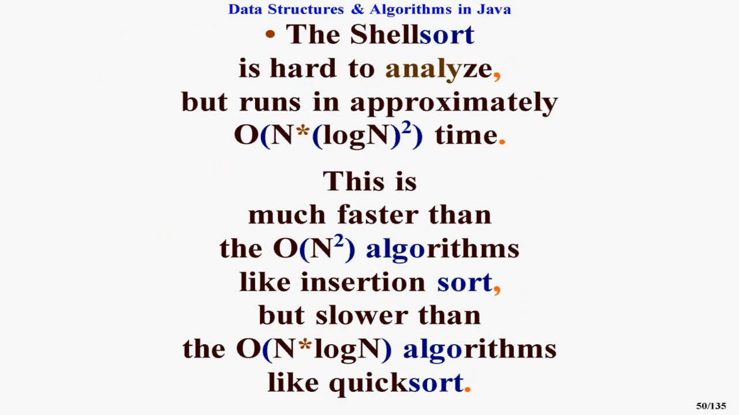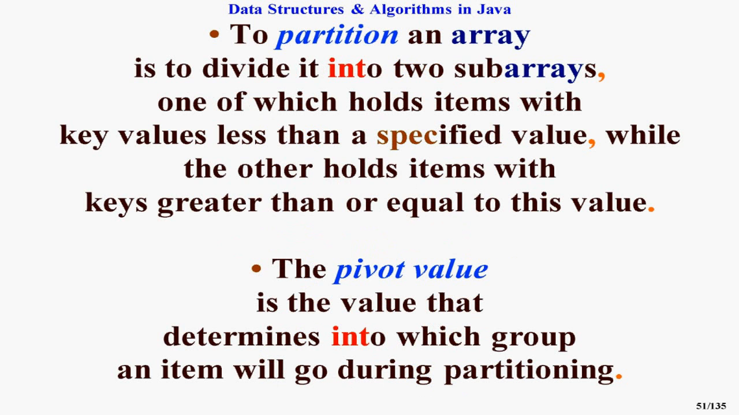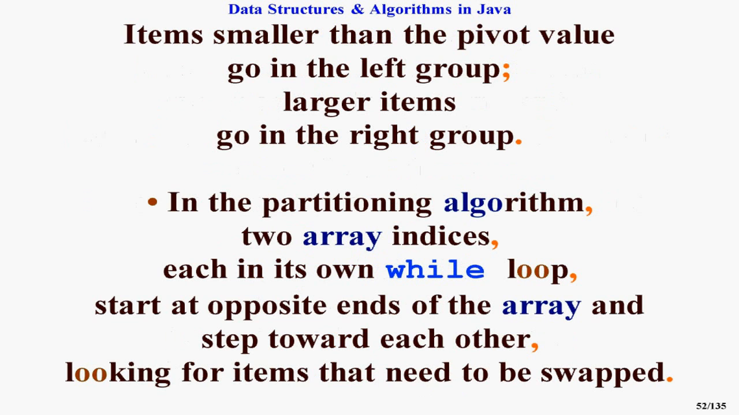This is much faster than the O(N^2) algorithms like insertion sort, but slower than the O(N log N) algorithms like quicksort. To partition an array is to divide it into two subarrays, one of which holds items with key values less than a specified value, while the other holds items with keys greater than or equal to this value. The pivot value is the value that determines into which group an item will go during partitioning. Items smaller than the pivot value go in the left group. Larger items go in the right group.